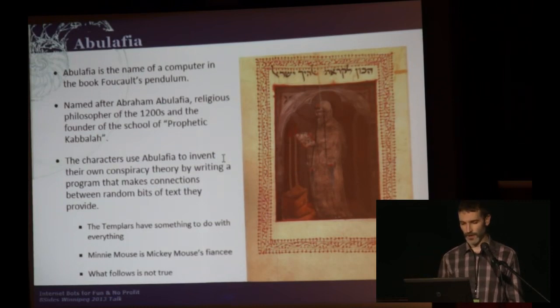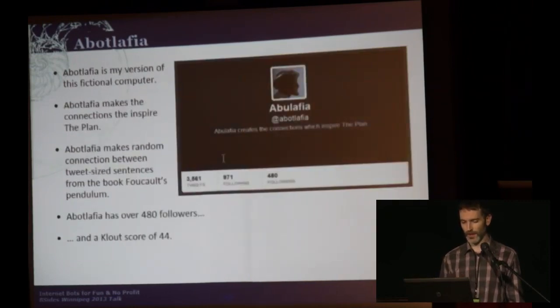So around them, this theory that they're having created by what is effectively a bot starts happening in their real life. When I finished this book, I was on Twitter one day, and I noticed that the author of the book was on Twitter. And I thought it might be nice to create for him the bot that he wrote in the book and put it on Twitter. So I wrote a bot that I named Abotlafia, and I took as its source material the book Foucault's Pendulum. I chopped it up into sentences, and I picked out all the sentences that were tweet size, so any sentence that was 140 characters or less went into my database.